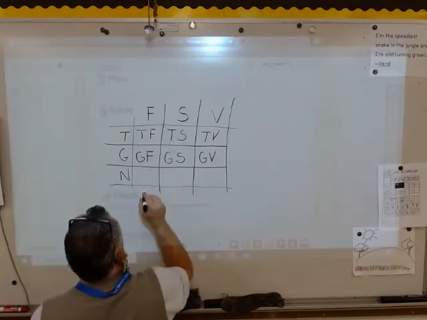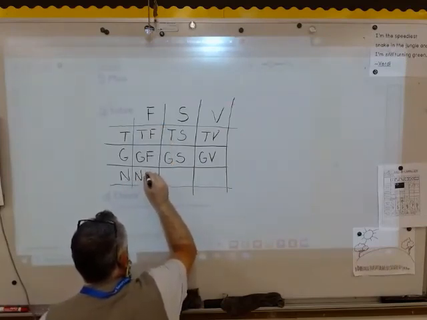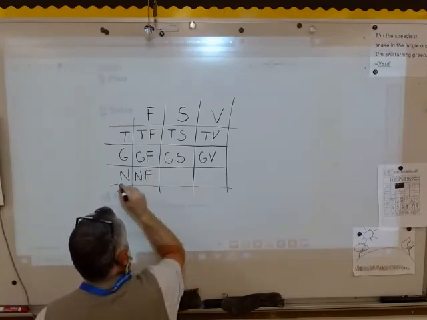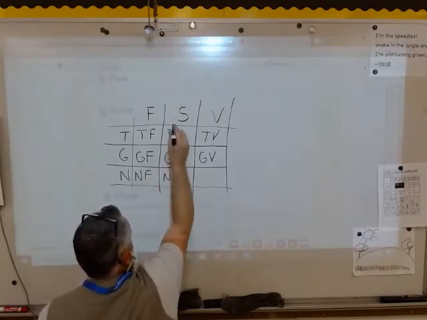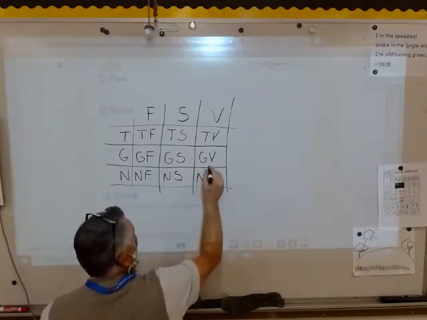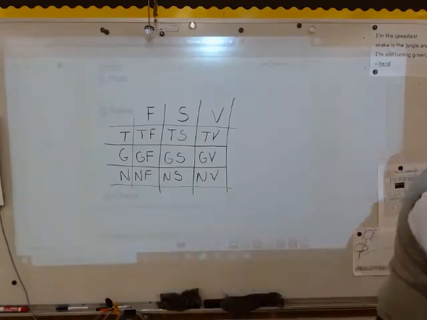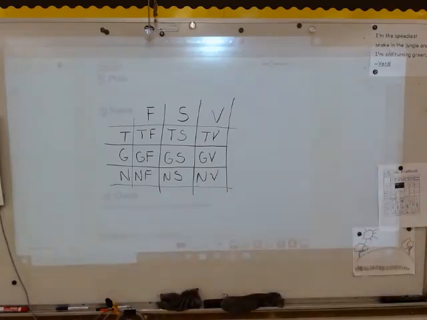And then I can also know that I have noodles and fruit, noodles and soup, noodles and veggies. Those are all of my possible lunch item options if I get a main dish and a side dish.